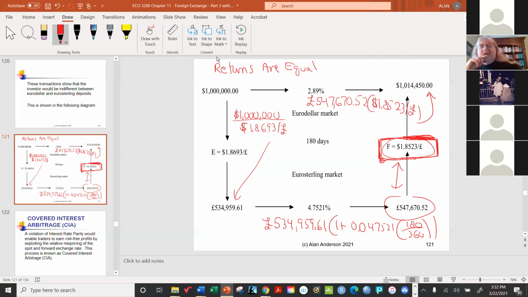But we've seen already that if F is off a little bit, we can make some arbitrage profits. The question is how? It's a little bit more complicated than triangular arbitrage, but not much. There are 4 parts to this diagram instead of 3, that's all.